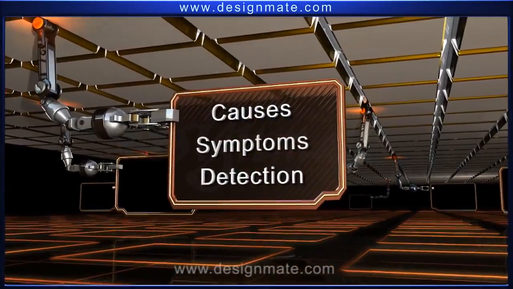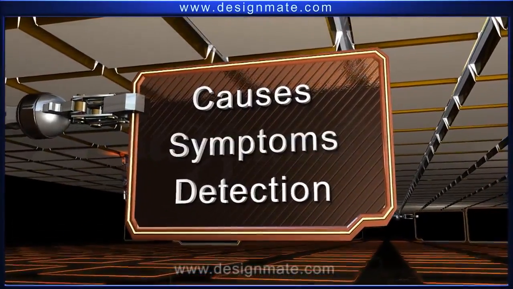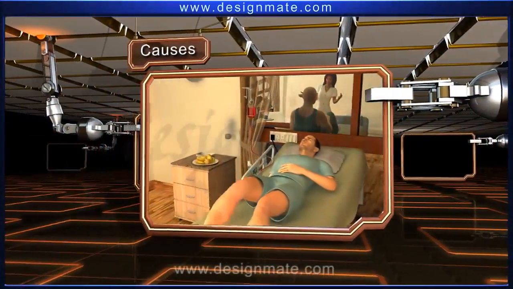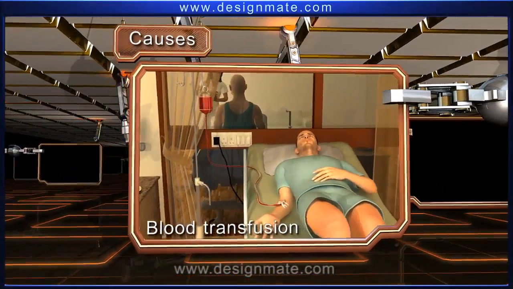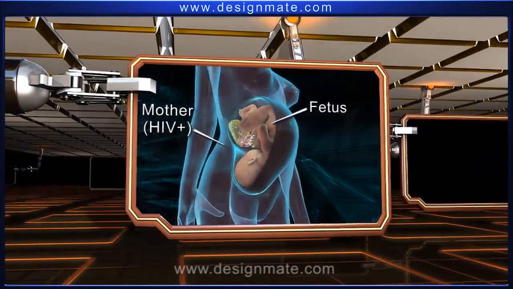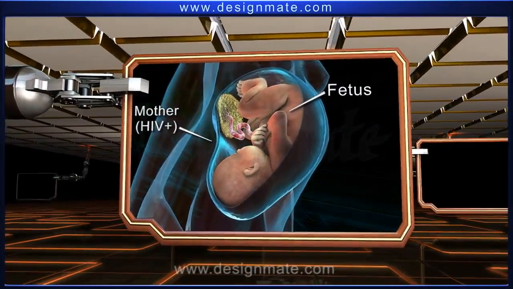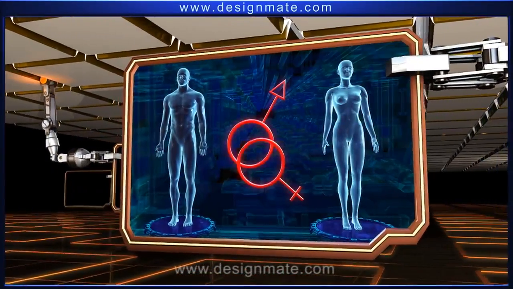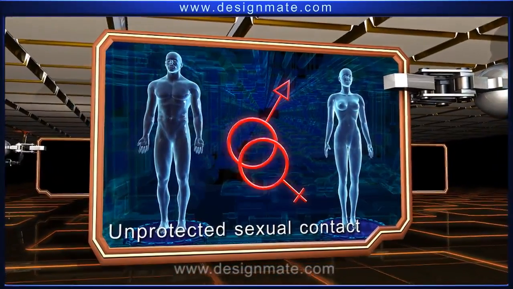AIDS is a silent killer, so we need to be aware of its causes and modes of transmission. Causes. The AIDS virus is transmitted through infected blood transfusion. Pregnant mothers, if HIV positive, are liable to transmit the virus to the fetus. Another important mode of transmission is through unprotected sexual contact.